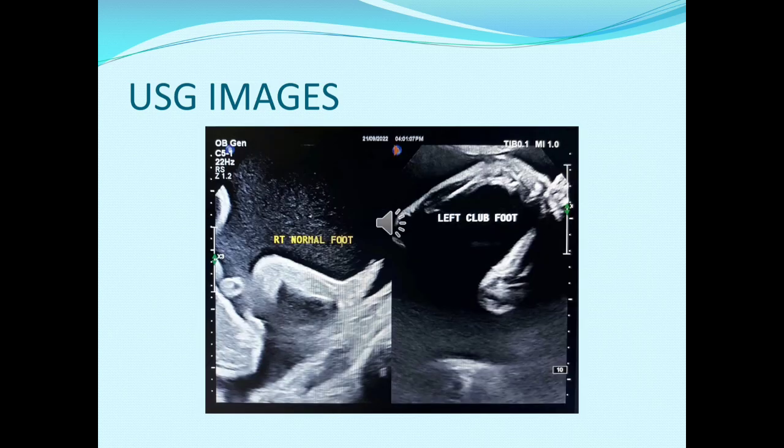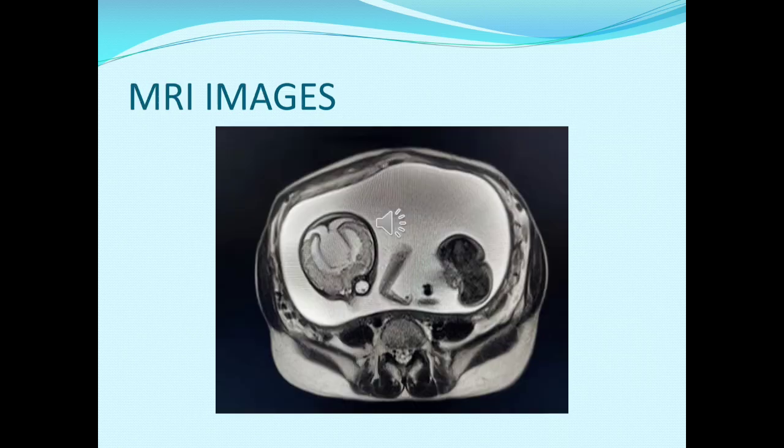USG image shows a right normal foot and a left club foot, as club foot is the common skeletal anomaly affecting the foot. MR image shows a deformed wrist joint with a larger fetal head, suggestive of macrocephaly.